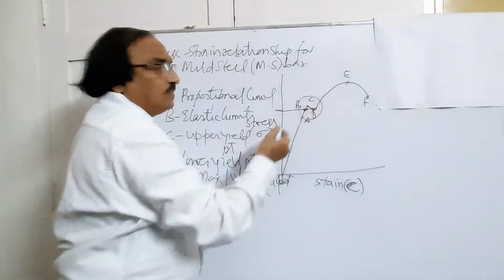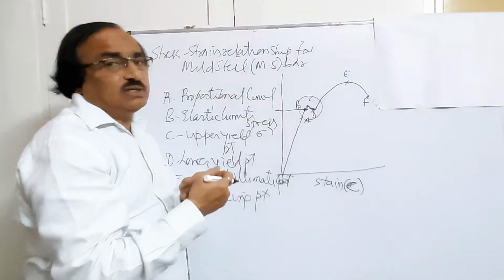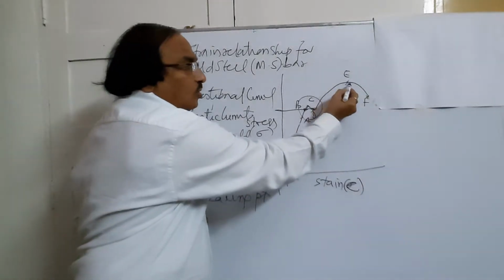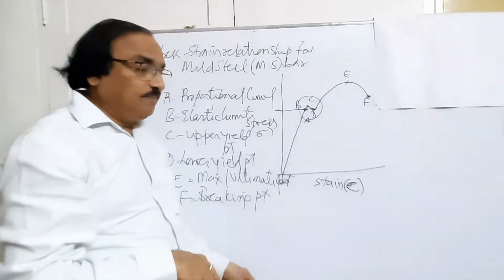Then you come across the point E. That is the maximum load that you will read on the machine. Then slowly the load will decrease and the bar will break at F. So F is the breaking stress.